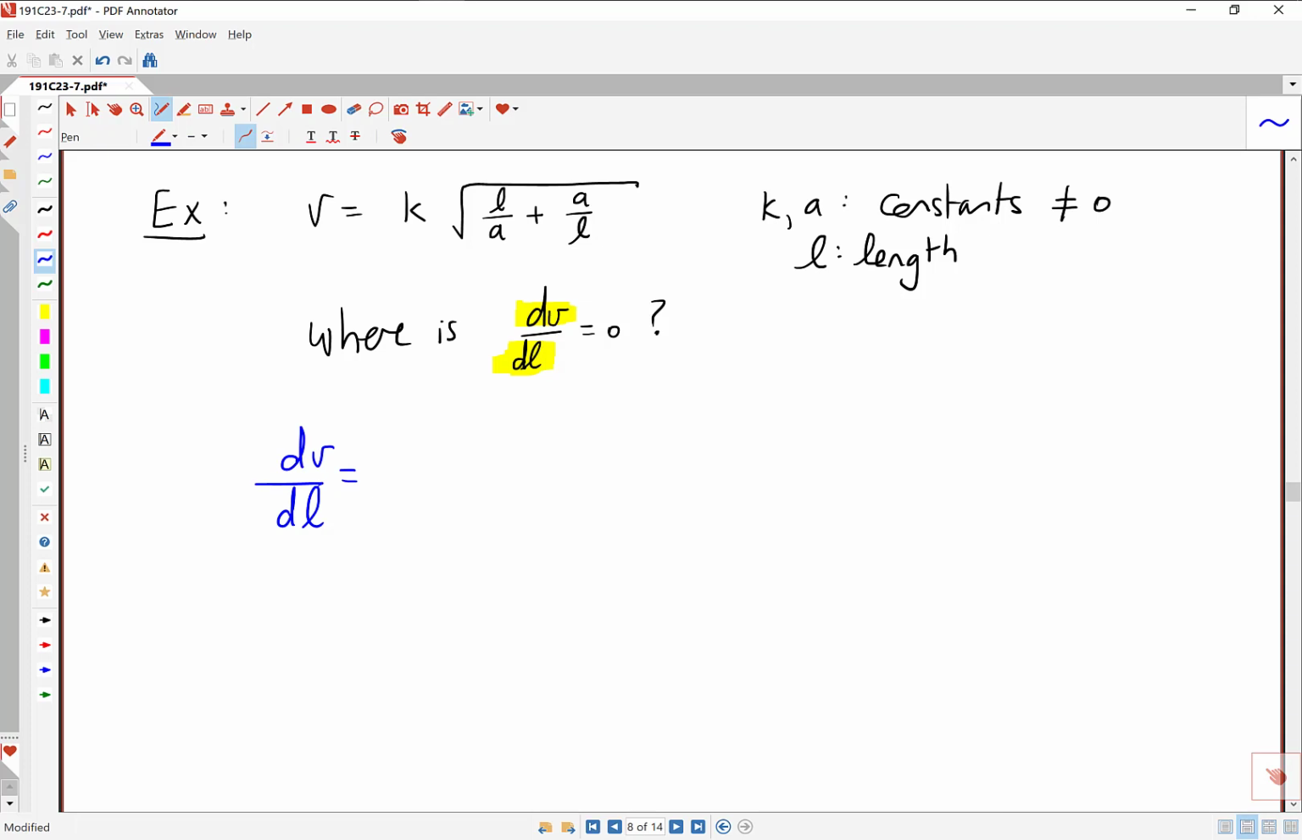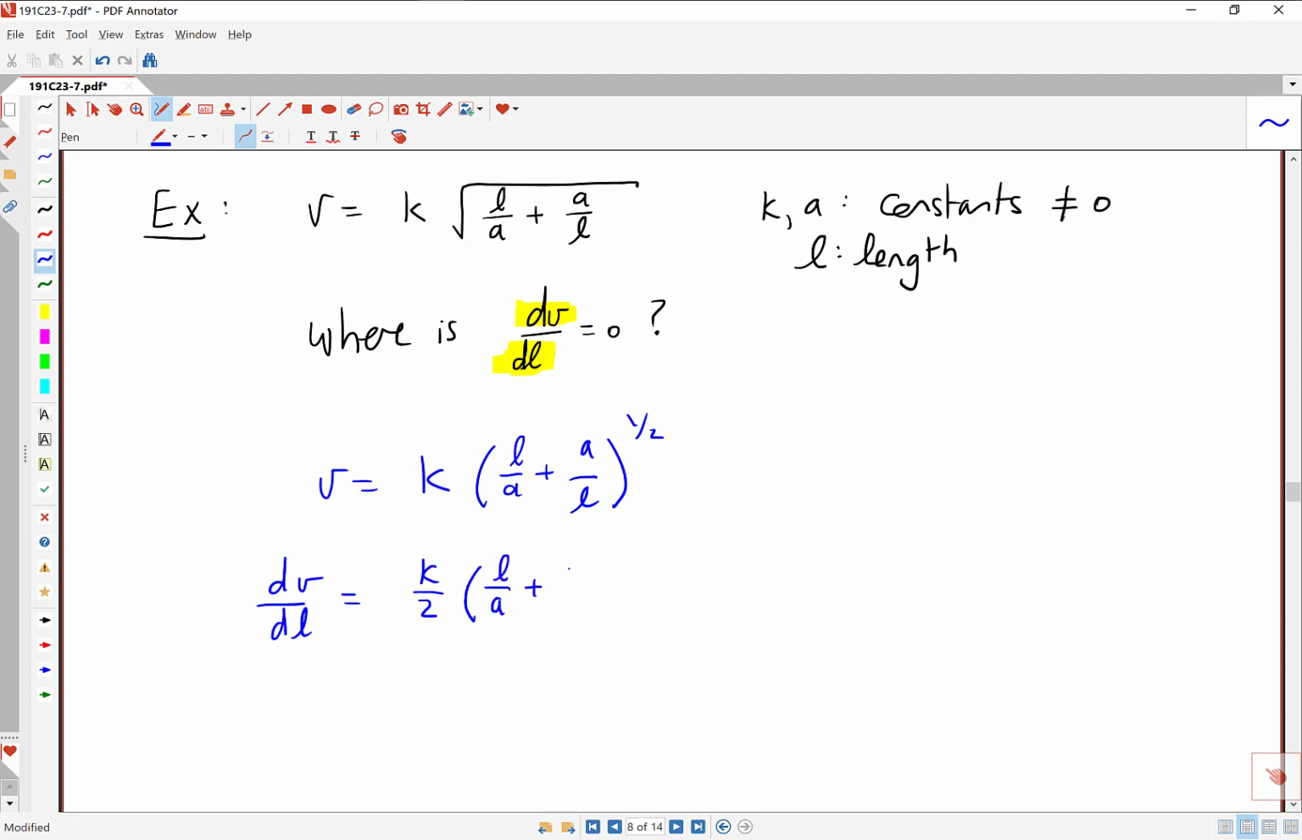So what I might do is rewrite the function v before jumping into the derivative calculation. So think of v as being k times L over A plus A over L raised to the power 1/2. Okay, and then we can find dv by dl from there. So this is a chain rule problem. The outside function is the function that raises something to the power 1/2. So that 1/2 is going to come down and multiply with the k to give us k over 2. Inside function stays the same. And then the power decreases by 1. So power becomes minus 1/2.